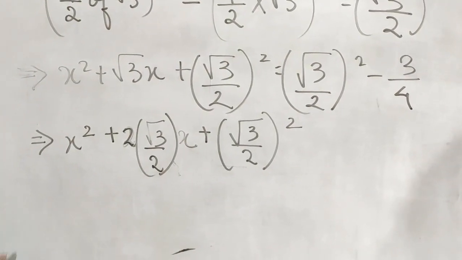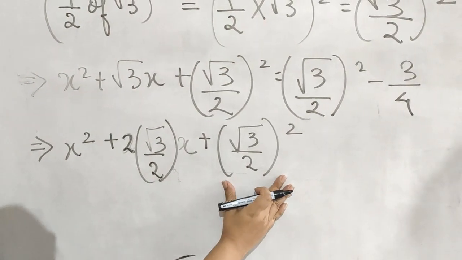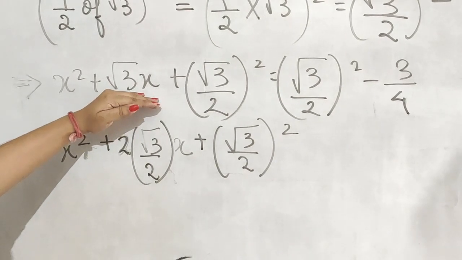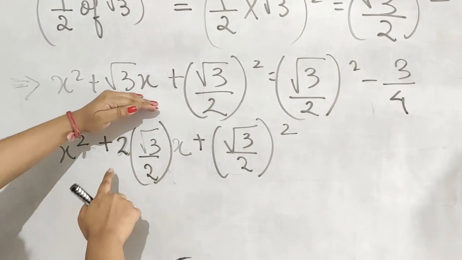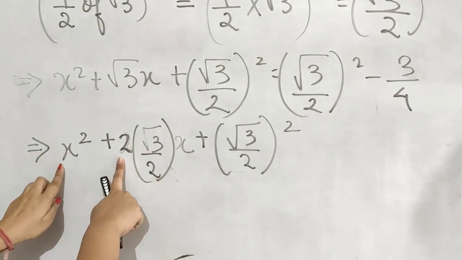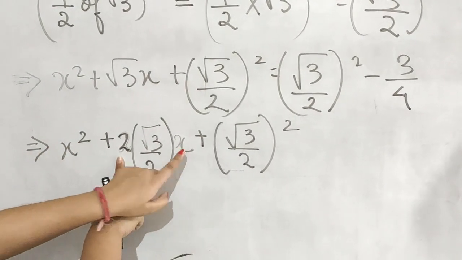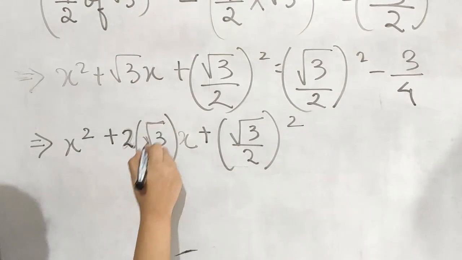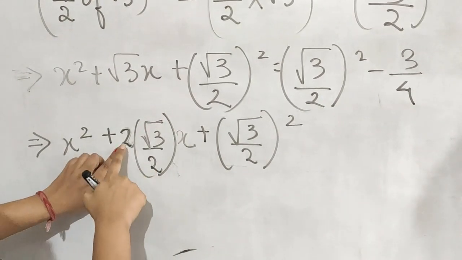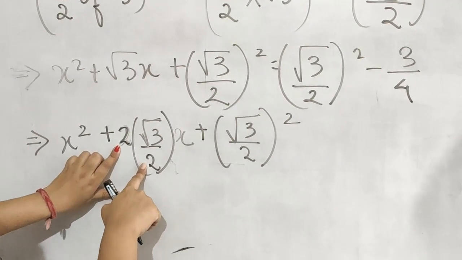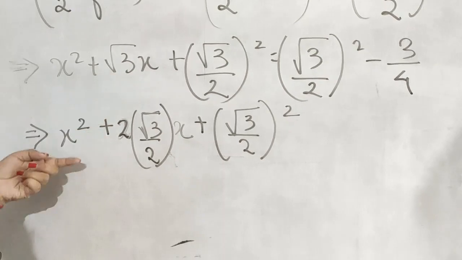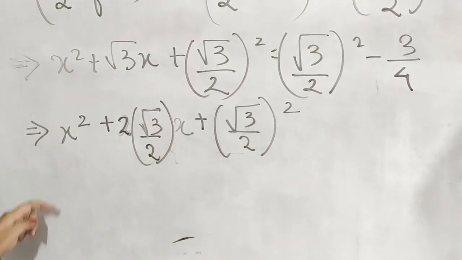Now over here, children, x square and b square are already there. This root 3x, what was needed? It was needed as 2ab. 2 I have written here. A is x, we already have over here. B is root 3 by 2. So over here, instead of root 3, I have written root 3 by 2. Now children, if you see, 2 and 2 will be cancelled, and eventually you will get the original term, that is root 3x. So now this is in the form of (a plus b) whole square.